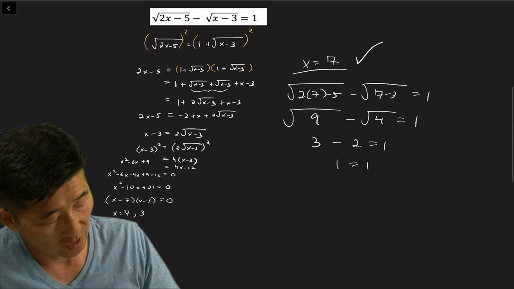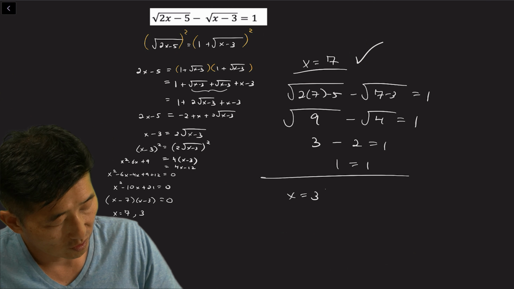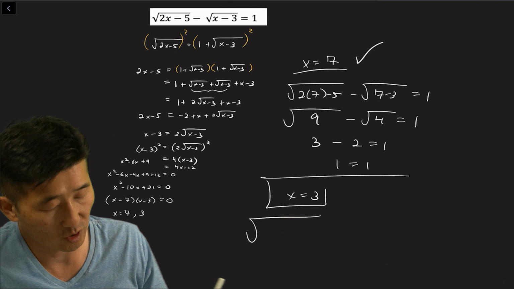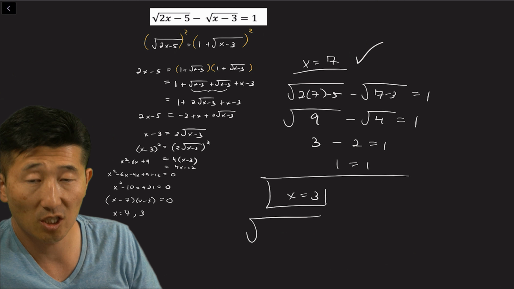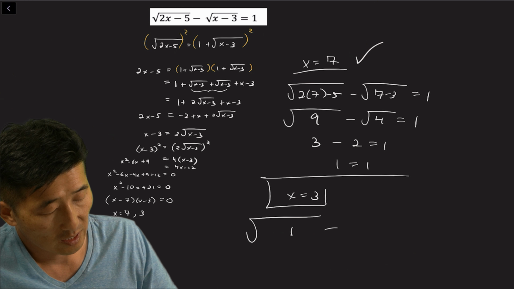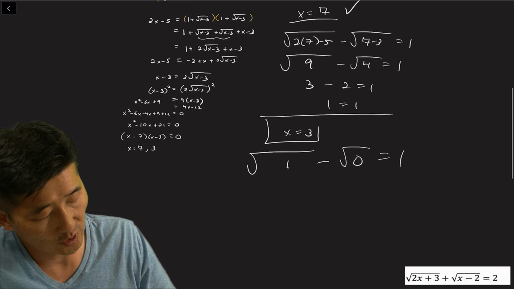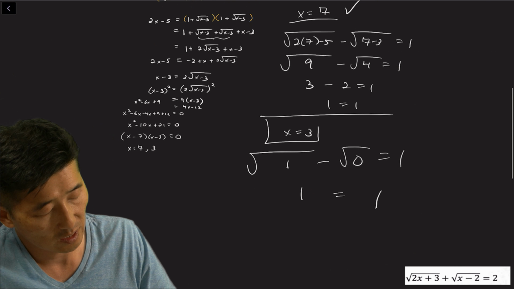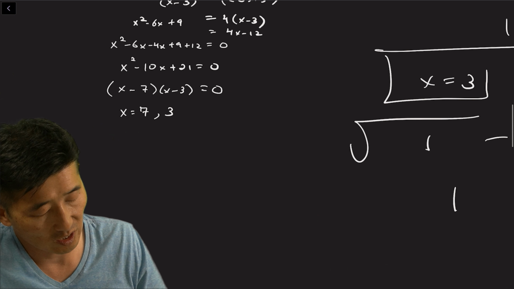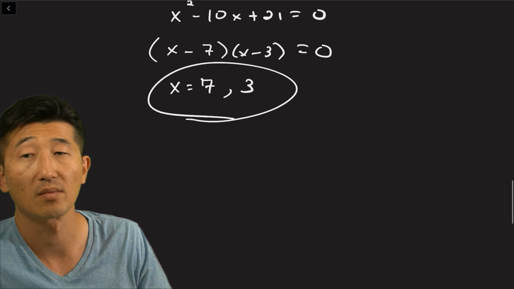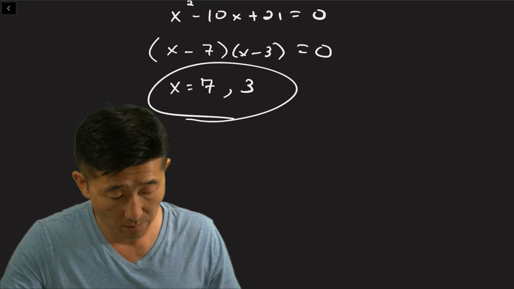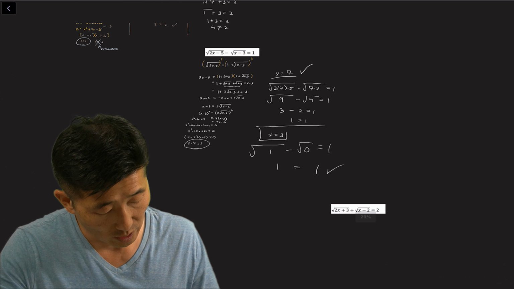And what about 3? So x is equal to 3. Let's check that. I'm just going to do this in my head. 3 times 2 is 6. 6 minus 5 is 1. And then 3 minus 3 is 0. So we get that. Aha! So both of these work. 1 equals 1. Check. So your answer is x equals 7 and what? And 3.